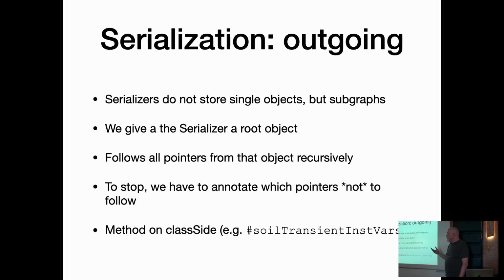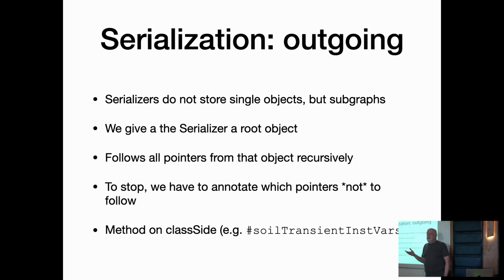outgoing pointers mean. So a serializer is a program that takes a root object and then it writes an object graph to disk. Could be Fuel, this could be Soil, or whatever. It could even be some textual format. So if you serialize in STON or something like that, what they do, they take a root and then they follow the object graph in a defined order to write out all the objects of the graph. So it's a recursive iteration over the object graph.